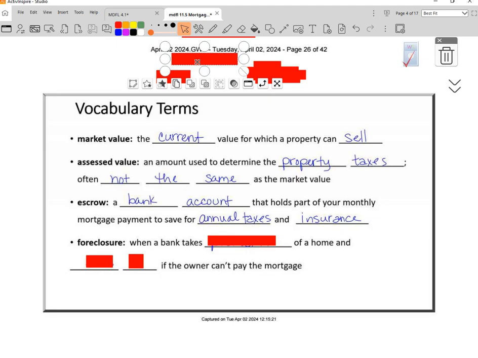But sometimes they don't collect enough money from you. Sometimes they collect too much money. If they collect too much money, they'll put it toward the next year's payment. If they don't collect enough money, sometimes you have to make a separate payment to them to cover that. Does that make sense to everyone?